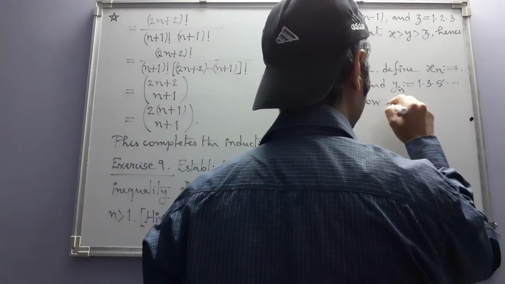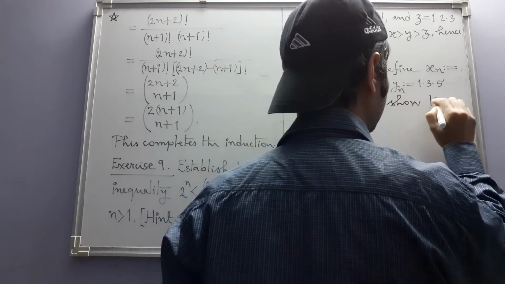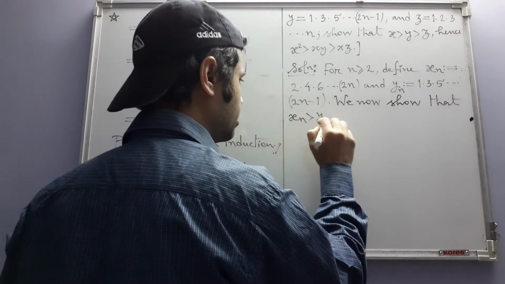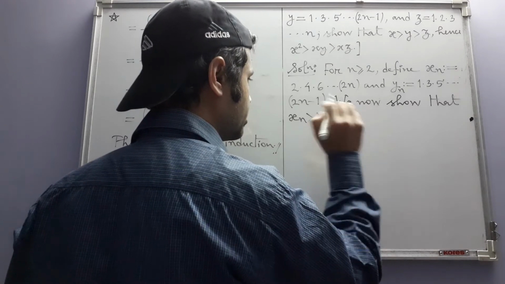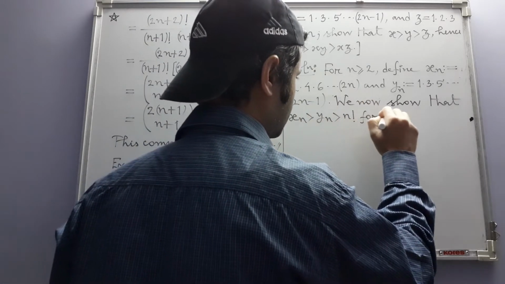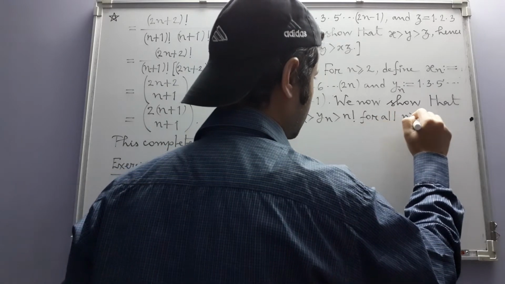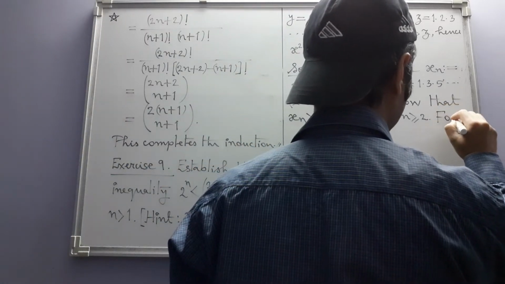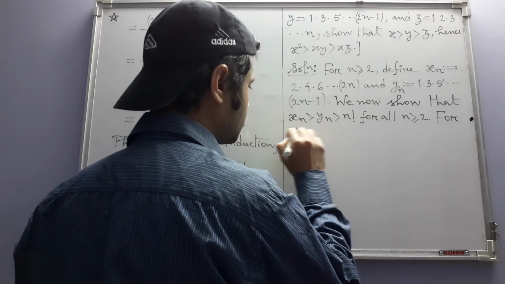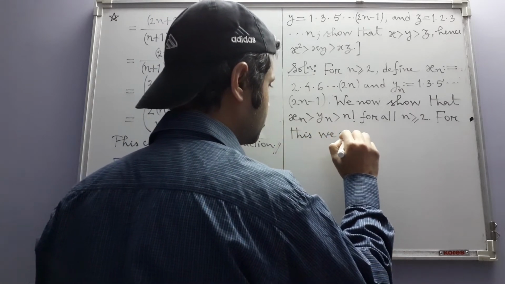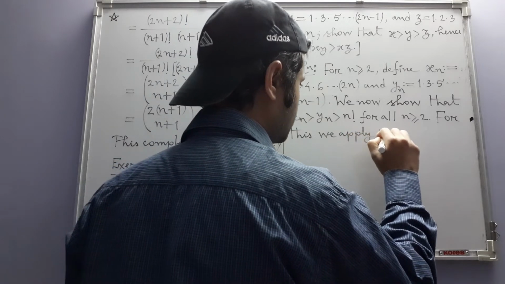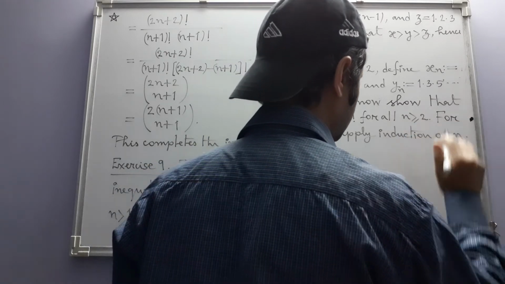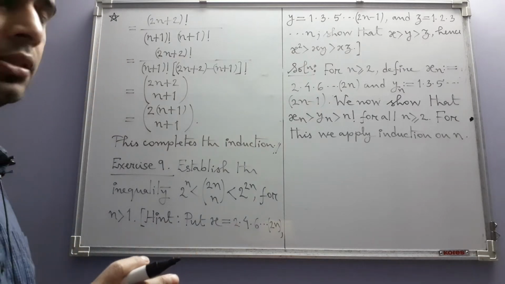We now show that xn is strictly greater than yn, which is greater than n factorial, for all n greater than or equal to 2, obviously. For this, we apply induction on n, keeping in mind that now the base case is when n is 2.